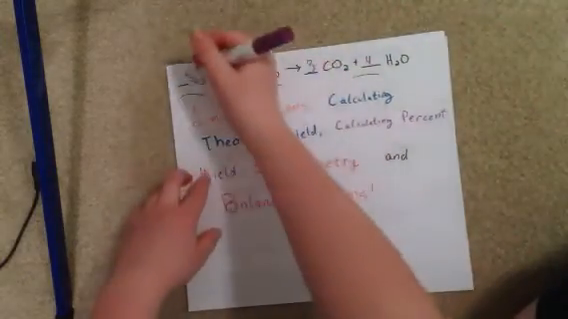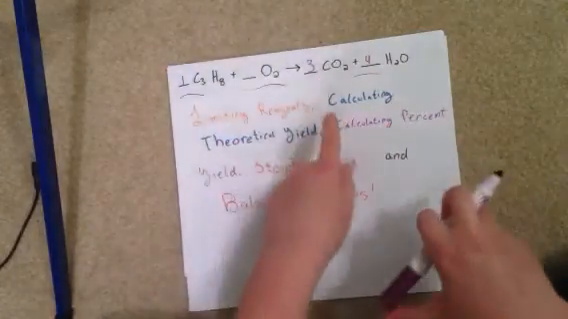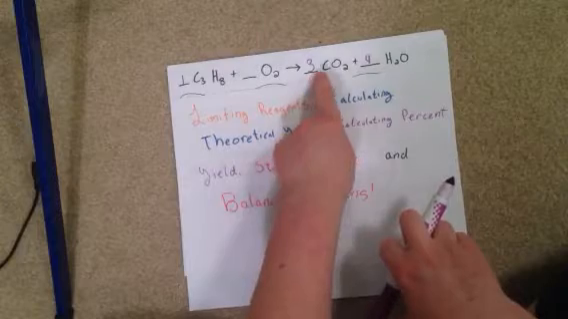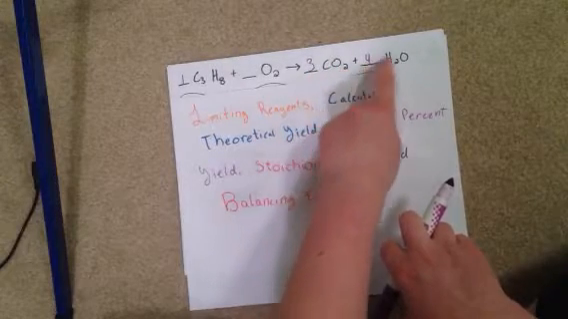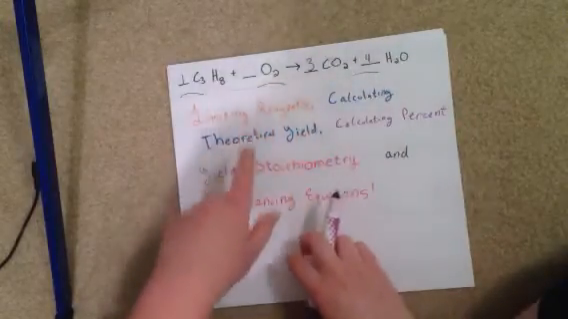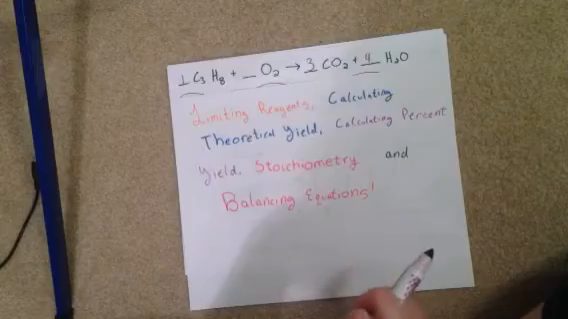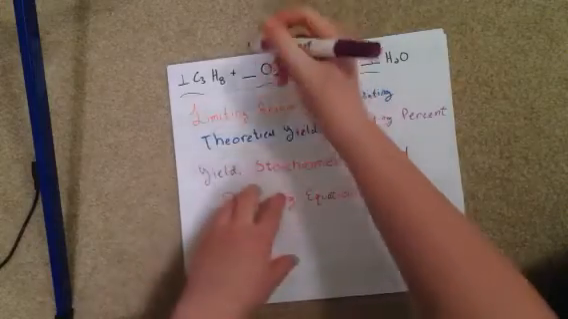So, the way we balance this, we only need to put a 1 here, and our total of O's, we have 3 times 2, that's 6, and 4 O's over here, so 6 and 4 are 10, and we have a 2 over here. So, what times 2 equals 10? That would be 5.